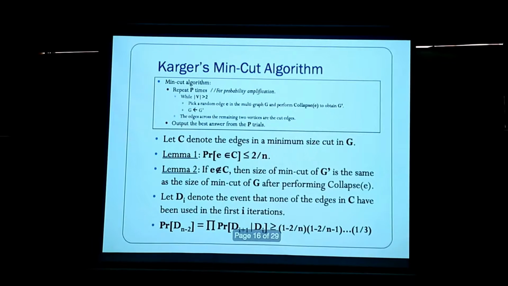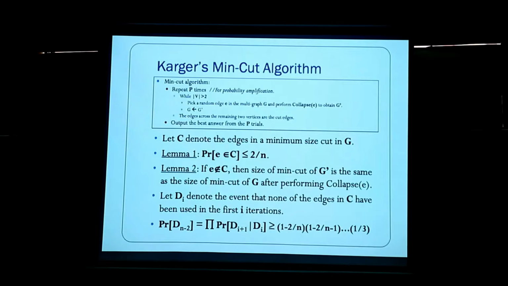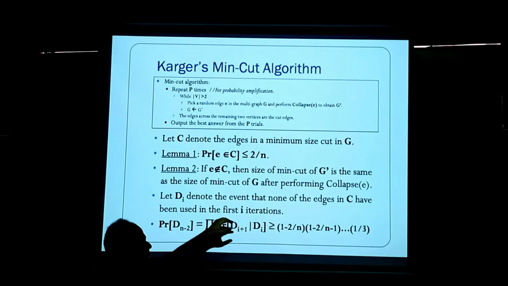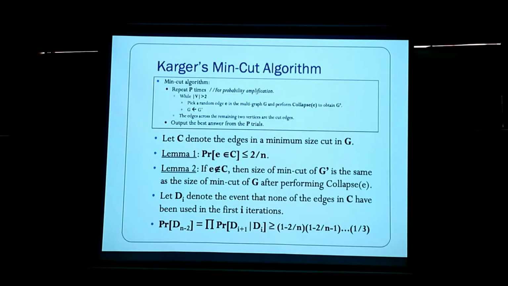Okay, so let's do some probabilistic analysis. Let Di denote the event that none of the edges in C have been used in the first i iterations to collapse. So we are interested in this quantity D of n minus 2: none of the edges has been used in the collapse up till step n minus 2. This is the probability that we are interested in.